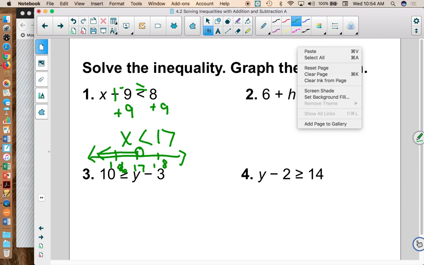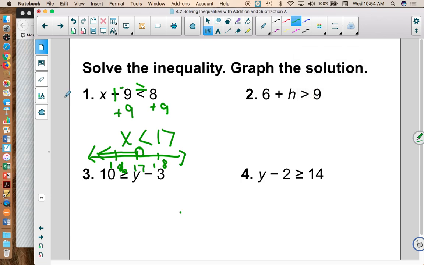Okay? So, look at number 2. If I'm going to solve number 2, how do I get h alone? What am I going to add to get rid of that 6? Negative 6. These cancel and equal 0, so now I have h is greater than, well, what's 9 plus negative 6? 9 plus negative 6 is 3. Not negative 3, because the 9 had the greater absolute value.